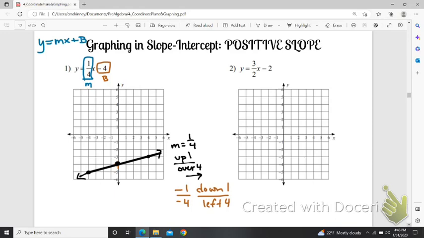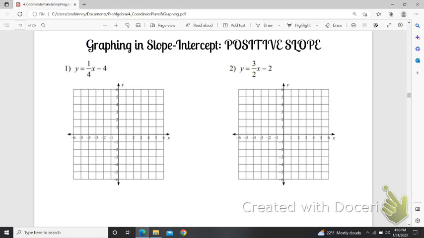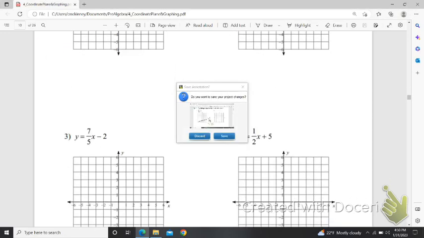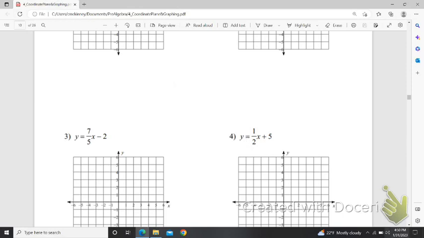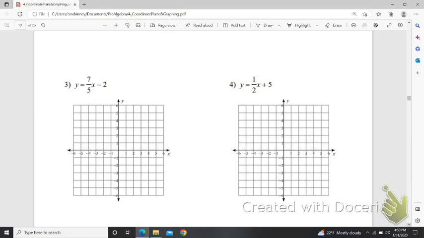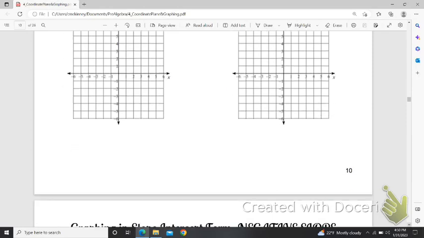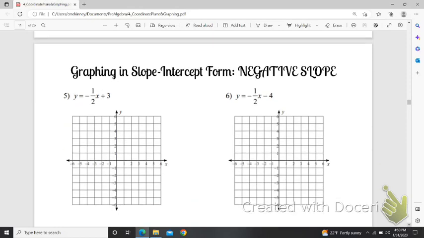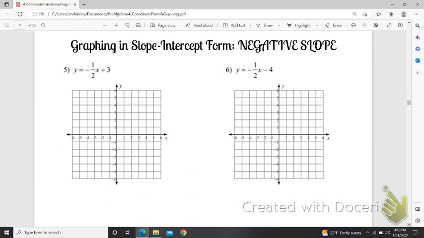All right, so we're going to go to the next page and look at one that has negative slope. All of them on the previous page have positive slope, so the line should be getting higher from left to right. These are all negative slope, so my lines will get lower from left to right.